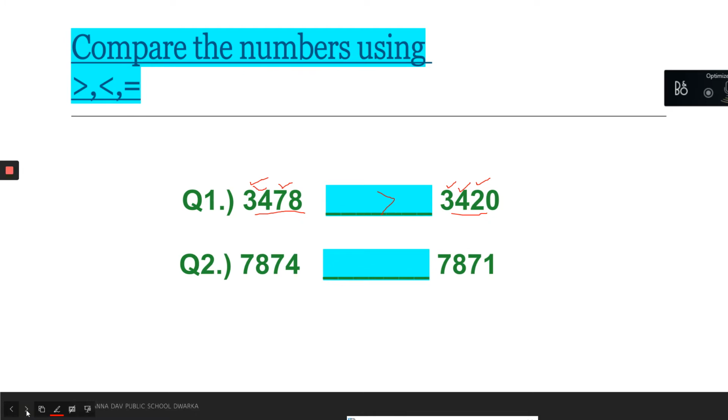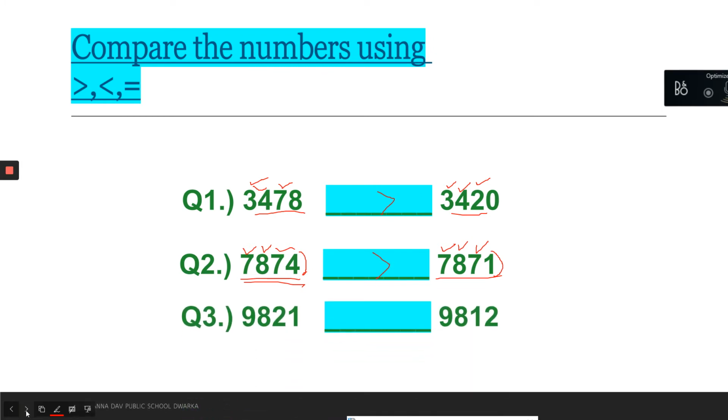Now come to the next question. Here also the number of digits are the same. So if you compare at the thousand place, 7 is equal to 7. 8 is the same as 8. 7 is the same as 7 in the tens place. Now comes the ones place. Here it is 4. Here it is 1. So automatically this number becomes greater. Now comes this question, children. Here you can see that 9 is the same as 9. At the hundreds place it is 8. At the tens place here it is 2 and here it is 1. So 9821 is greater than 9812.